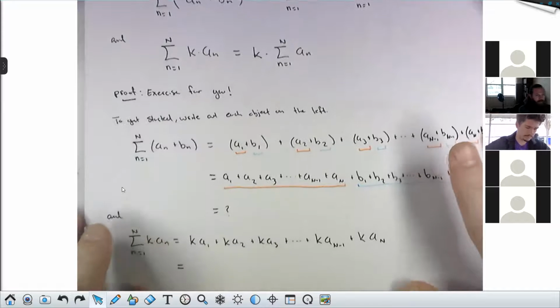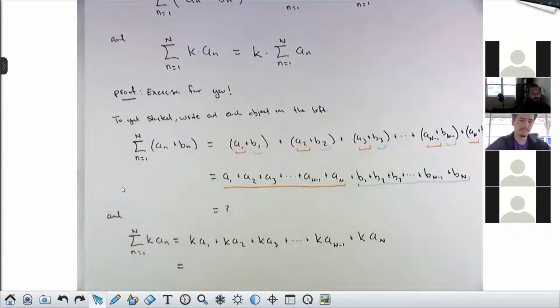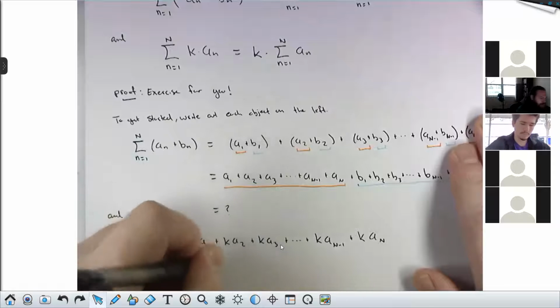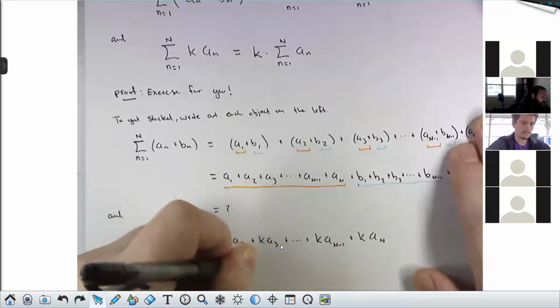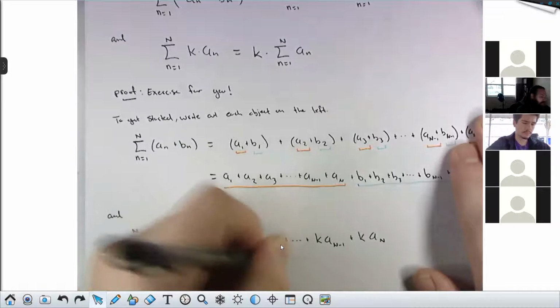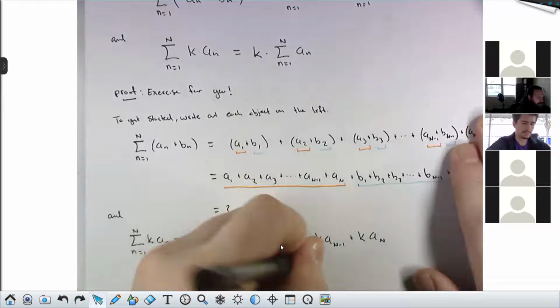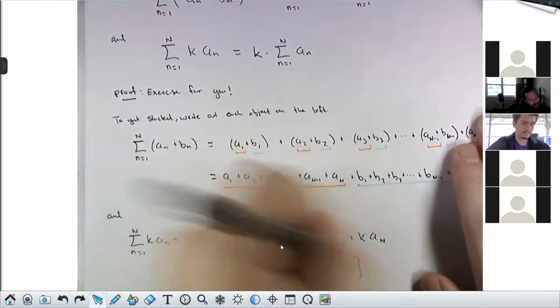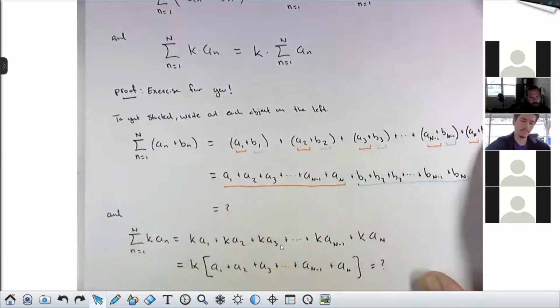What could we do to try and simplify this? What do you guys notice about this line here? You can factor out a k from the whole thing and bring it out to the front. Each one of these, you can factor a k. And when I factor a k, what's left is a1 plus a2 plus a3 plus a sub n minus 1 plus a sub n. And I'll let you say where to go from there.